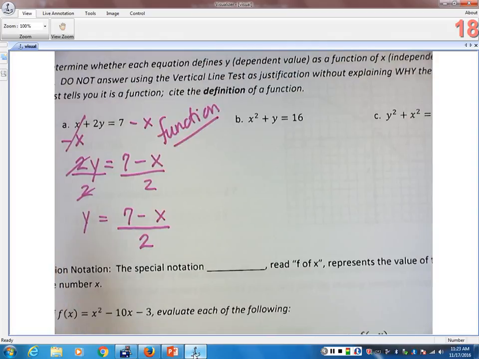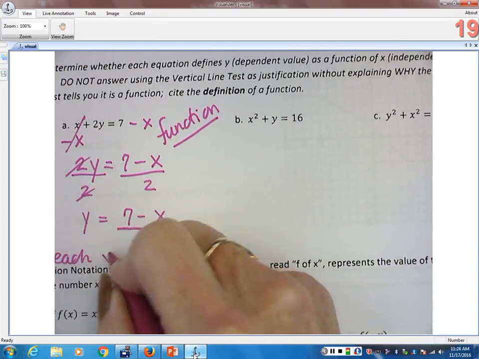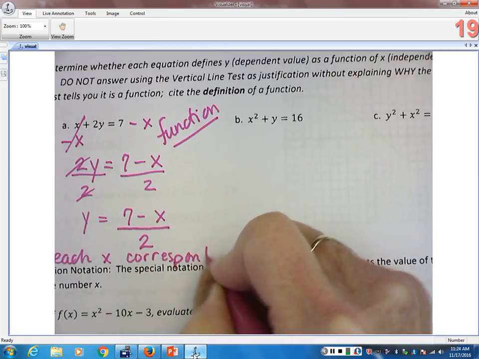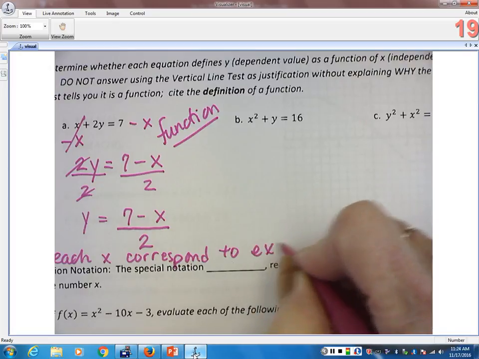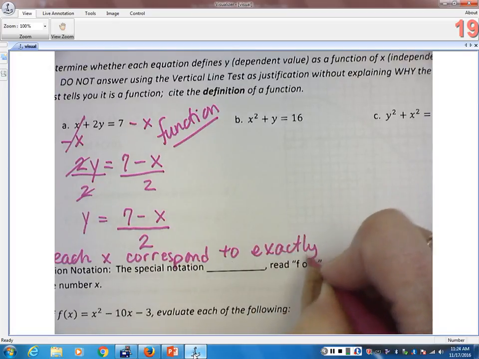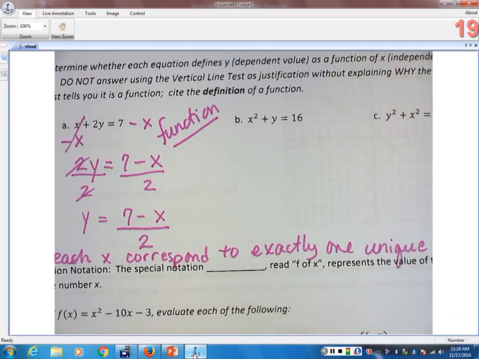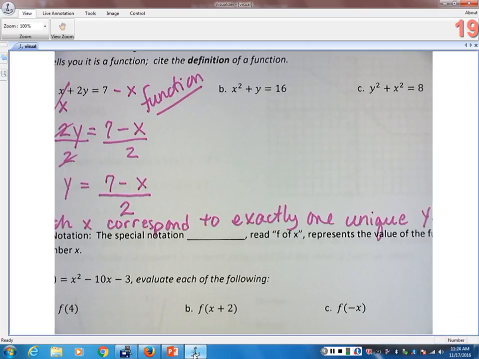It is a function. And the reason that it's a function is because each x corresponds to exactly one y. And you can use the word unique, because that means there's one and only one. Okay?